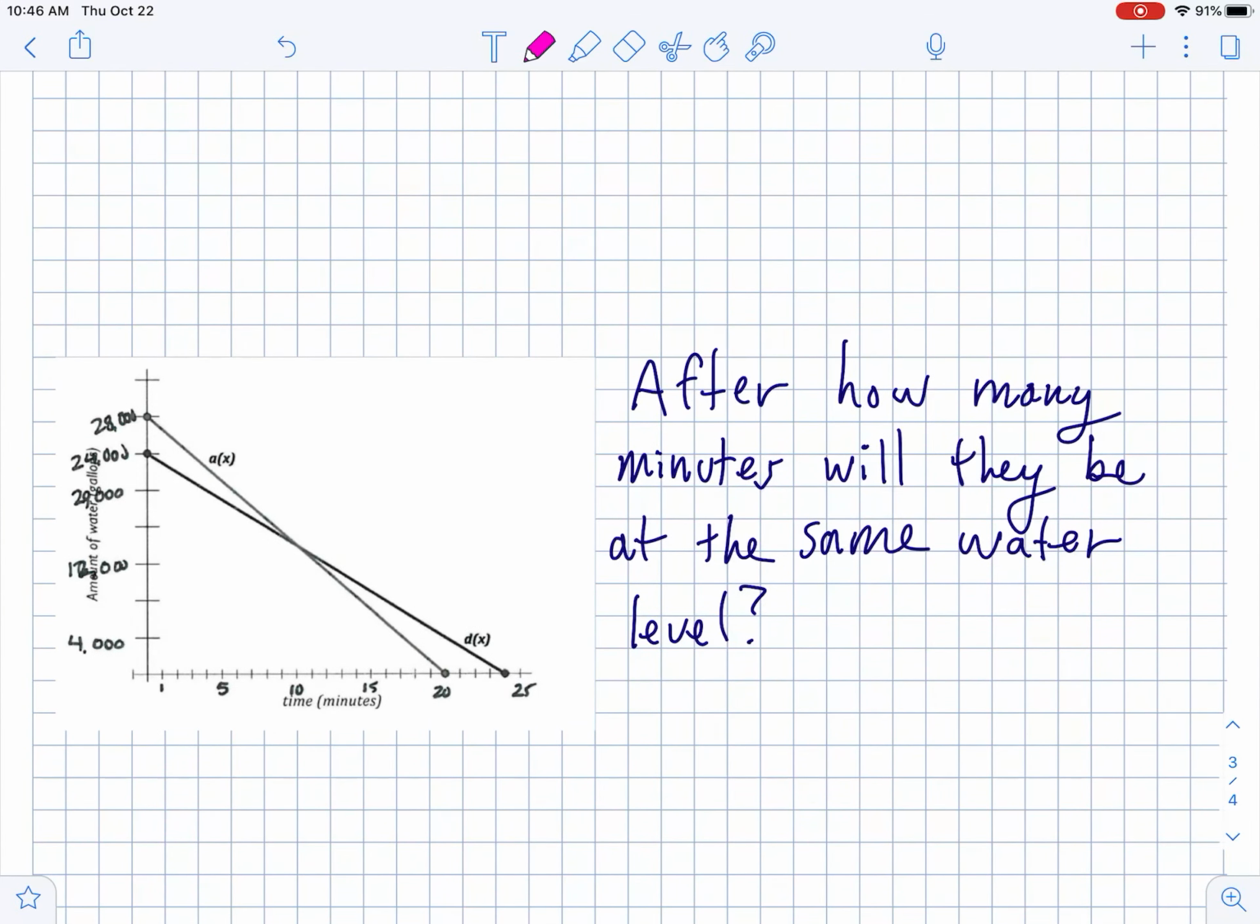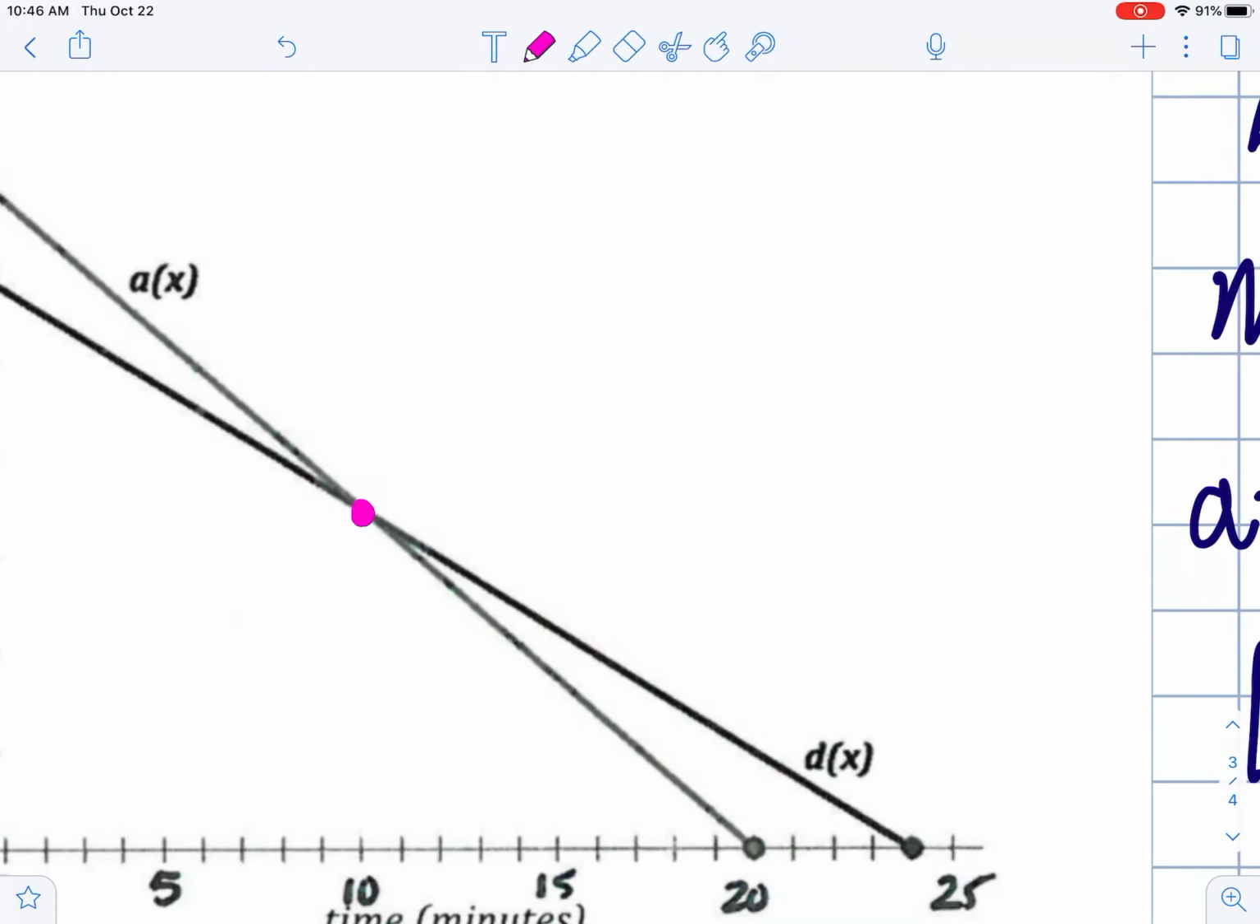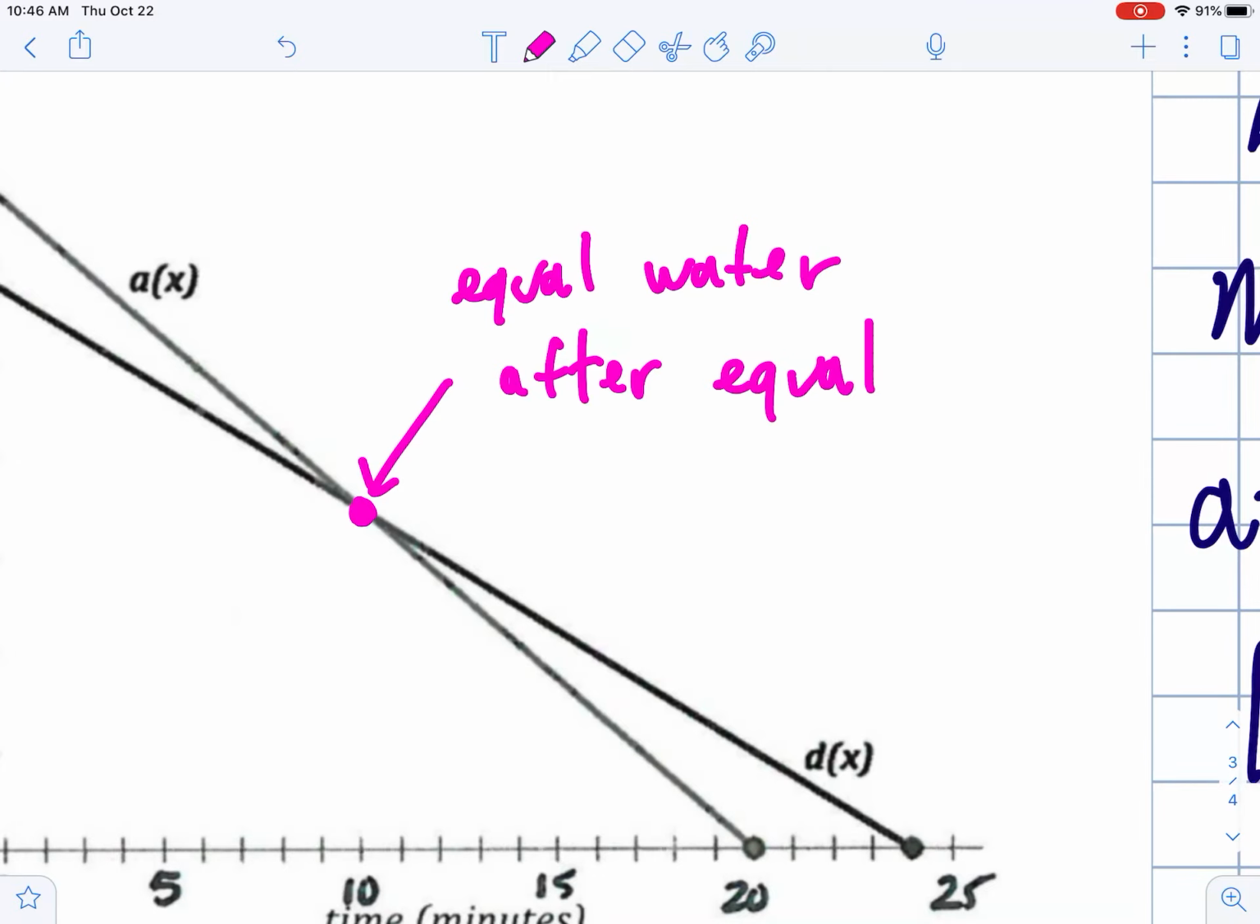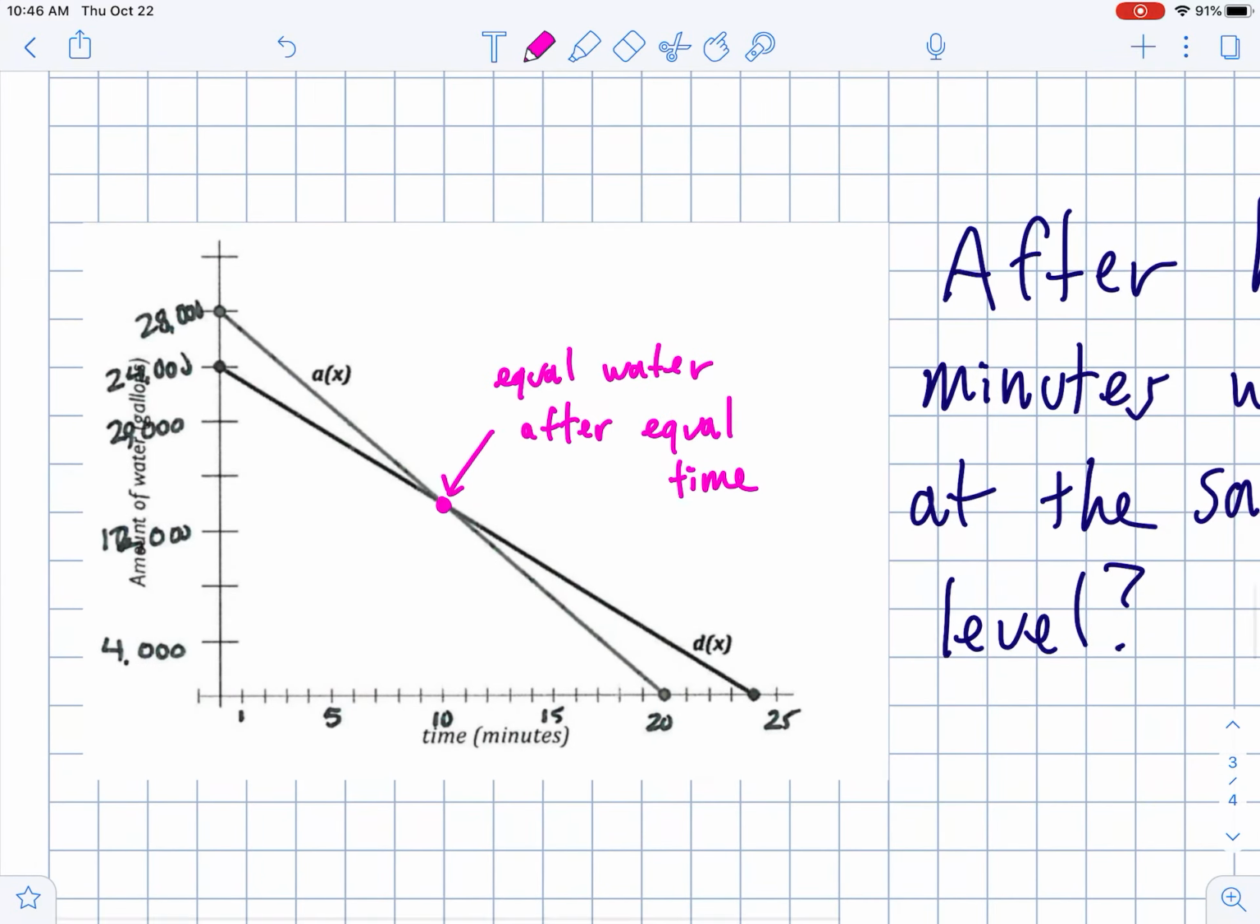Now the question we have to answer is, after how many minutes will the two pools be at the same water level? What we're going to try to find is this point right here, because this is the spot where they have equal water after equal time. They would both share the same water level and the same amount of time that has passed.